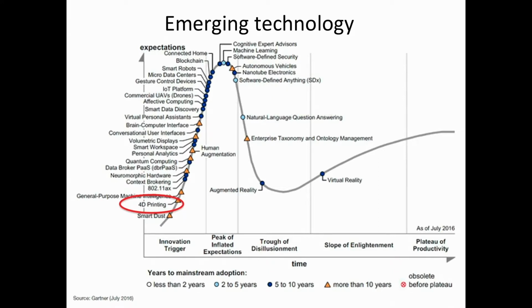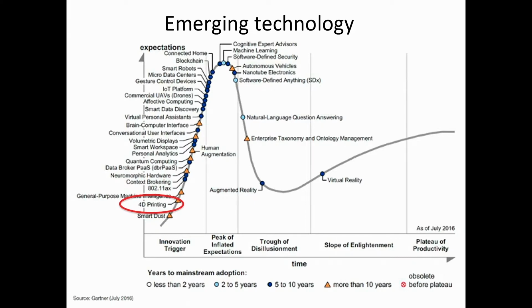The name of this graph is Hype Cycle, and it is used for the analysis of the adoption and spread of a new technology. This is the latest one, from 2016. If you look at all the technologies on this graph, 3D printing is no longer there, because 3D printing is old now. It's not a new technology anymore.